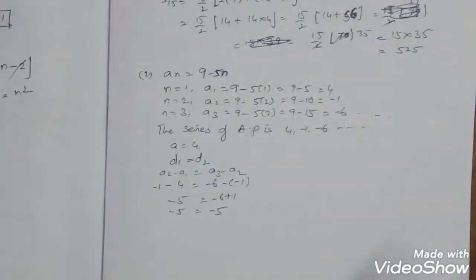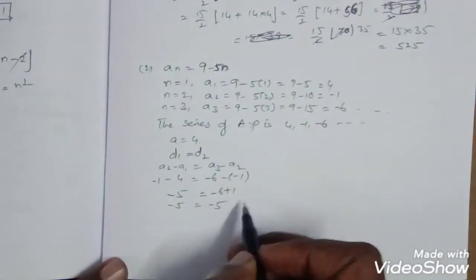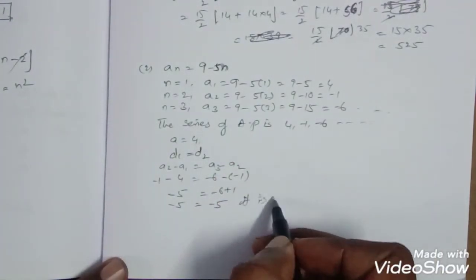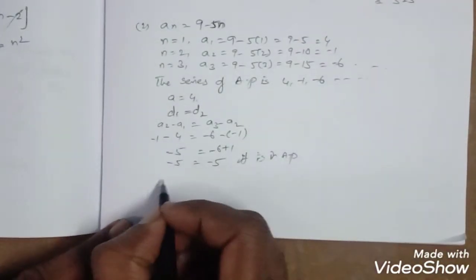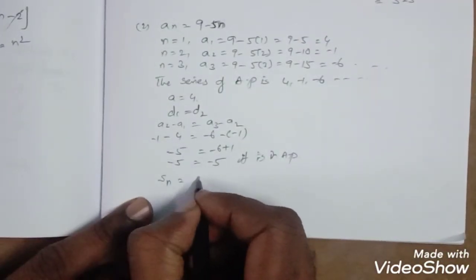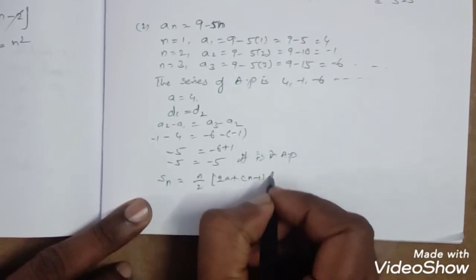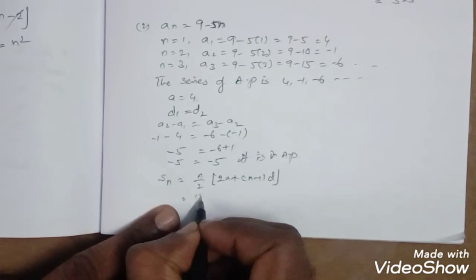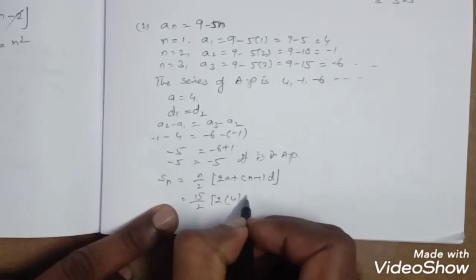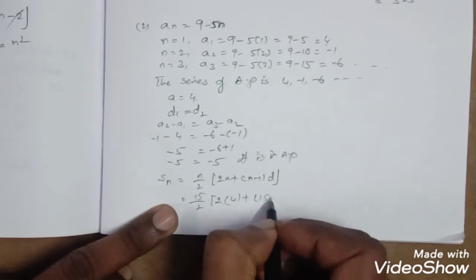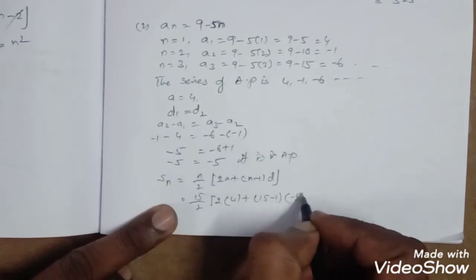So since it is an arithmetic progression, we have to find the sum of 15 terms. The formula is Sn is equal to n by 2 into 2a plus n minus 1 into d. Now here, for the 15th term, that is 15 by 2 into 2 into the a value, which is given as 4, plus n is 15, 15 minus 1, and the d value is given as minus 5.